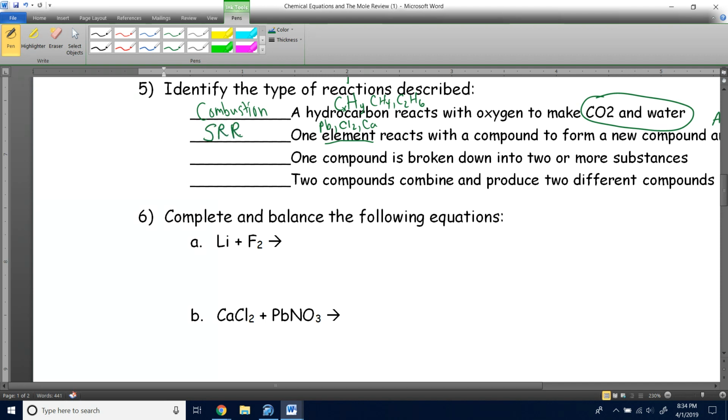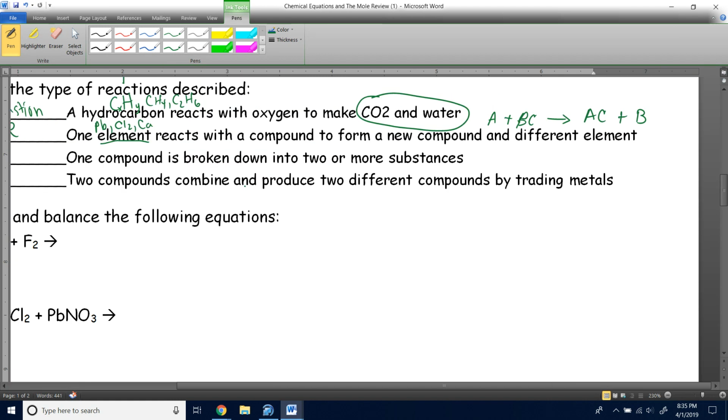Okay, so that means one element comes in, interacts with another compound, which is two elements bonded together, and it breaks up that bond and forms a brand new compound. Remember, in order for us to determine if that reaction can occur, we have to look at the activity series. That is very important. We have to look at that activity series, okay, guys.